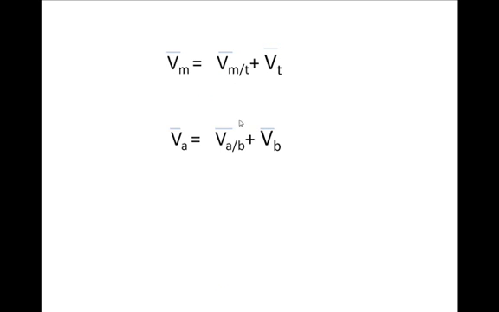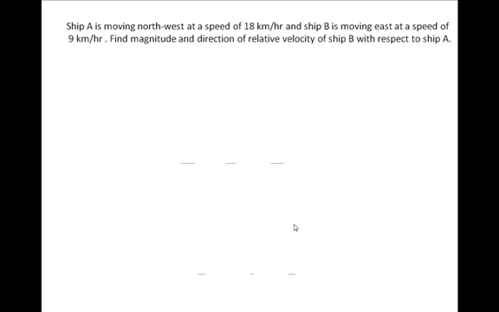We can write, instead of m, we can say velocity of body A is velocity of body A with respect to B plus velocity of body B, or we can say velocity of body B is velocity of body B with respect to A plus velocity of body A. Let's apply this to demonstrate that we can solve any problem. First problem goes like this.